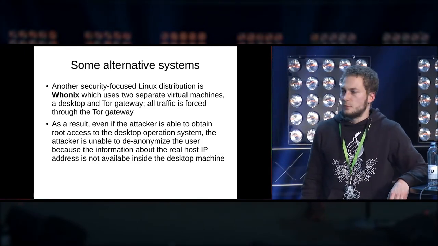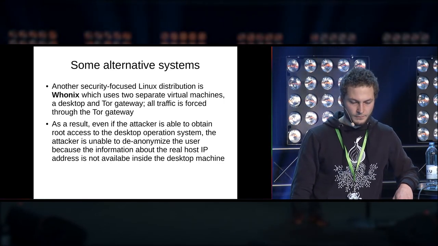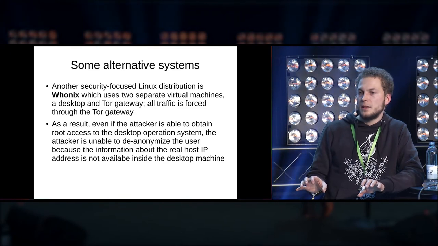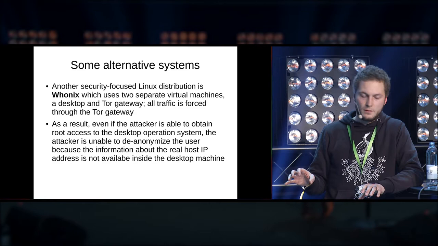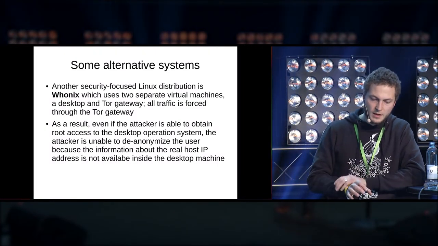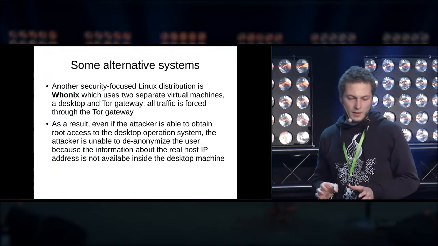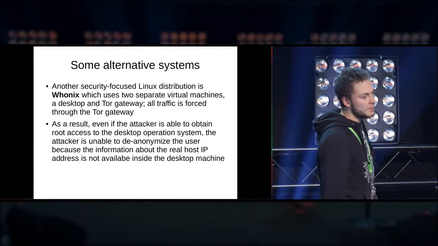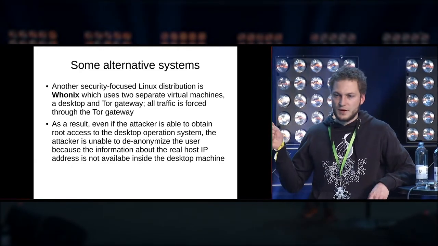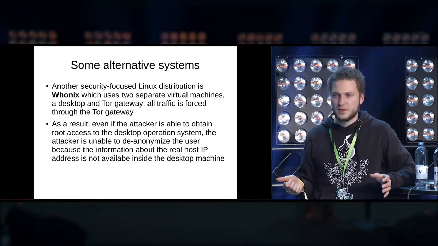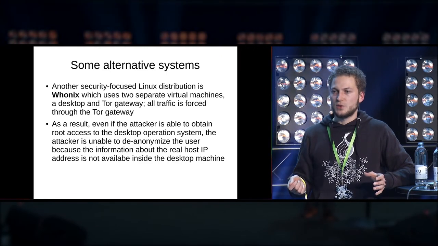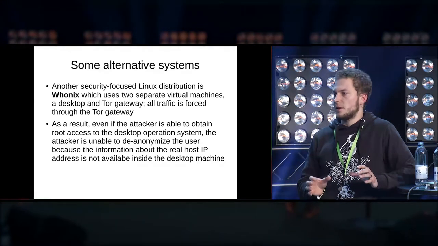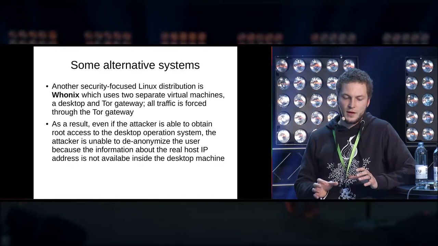This can be done in an even more secure way. And Whonix is a system like this. It's again a Linux distribution. The solution is that you are running two separate virtual machines. One machine is a gateway. It routes traffic to Tor. The other machine is a desktop machine. And this desktop machine is only communicating through this Tor gateway. And the idea there is that even if the attacker is able to, for instance, break the Tor browser, get the zero-day exploit there, get the connection to the host machine, and he is able to totally compromise this desktop machine, still, this machine doesn't know the real public IP address of the host because it is connected to the Tor gateway.